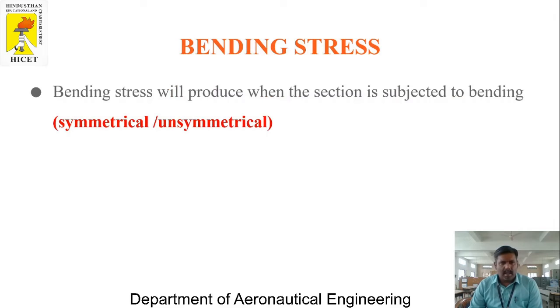Bending stress. Bending stress is produced when a section is subjected to bending. The bending may be symmetrical or unsymmetrical bending. Bending stress is denoted by sigma b, and the unit for bending stress is Pascal or Newton per meter square.